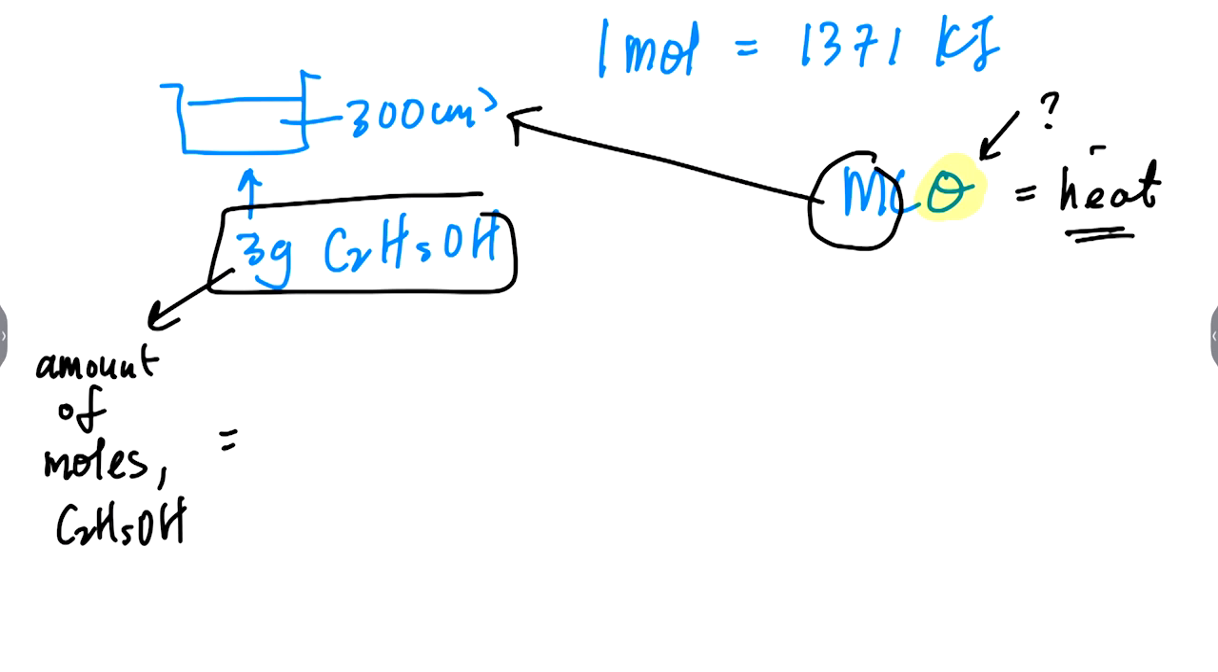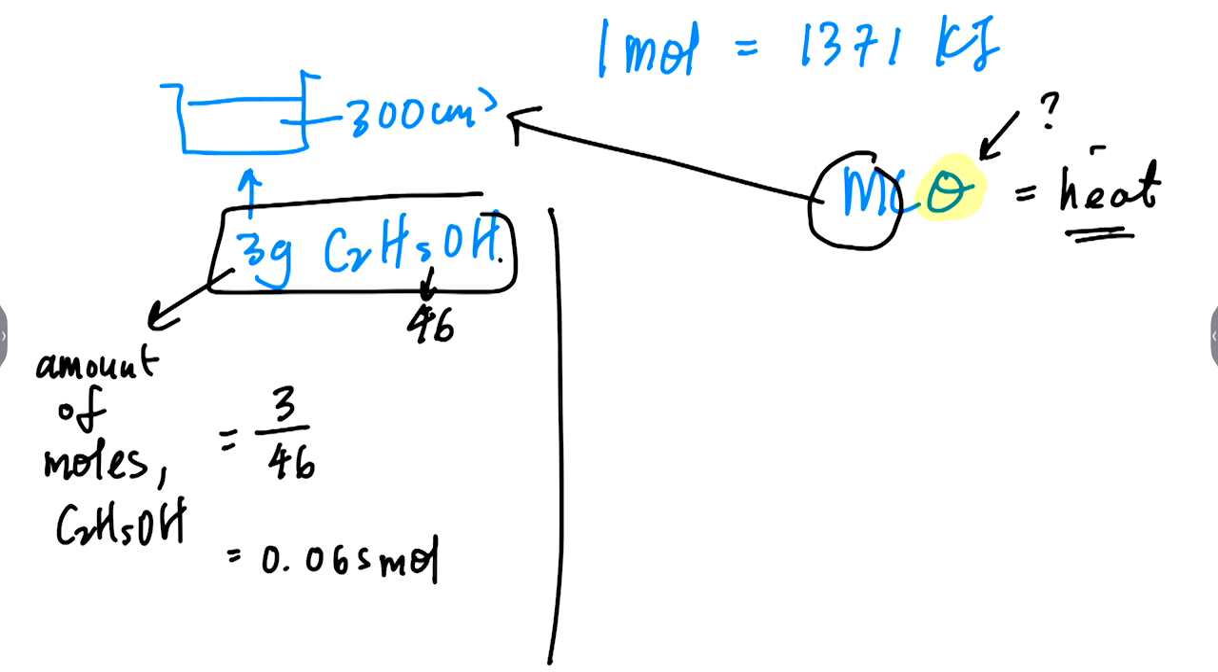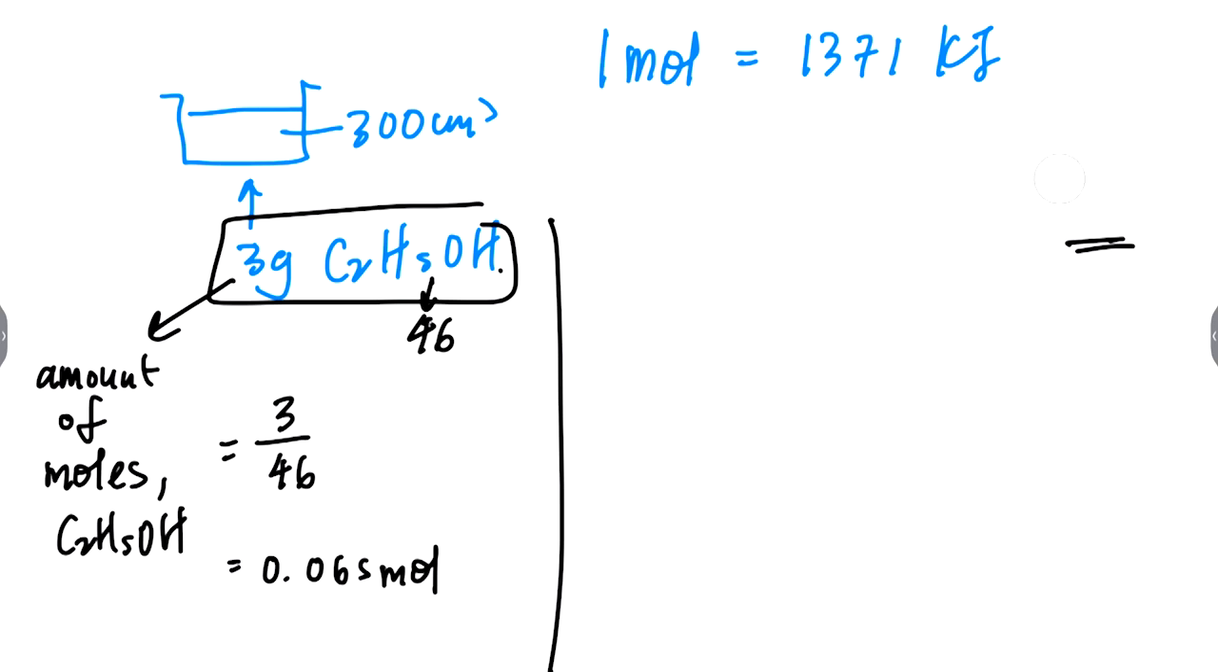So let's go back to this. You need to count the amount of moles. Ethanol, carbon is 12, 12 times 2 plus 5 plus 1 plus 16, you get 46. So mass over molar mass, you get 0.065 mole. So what? So how now? Okay. 1 mole is 1371 kilojoules. 0.065 mole is how many kilojoules? You have to do cross multiplication.